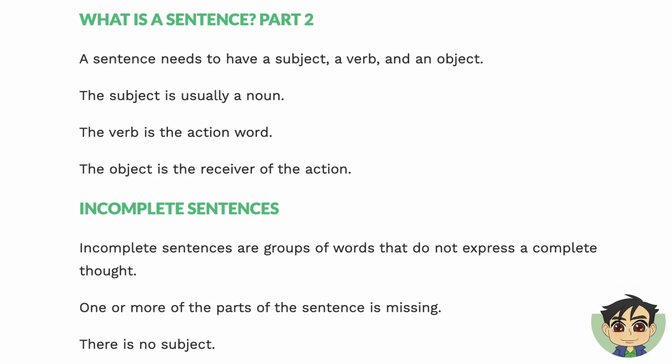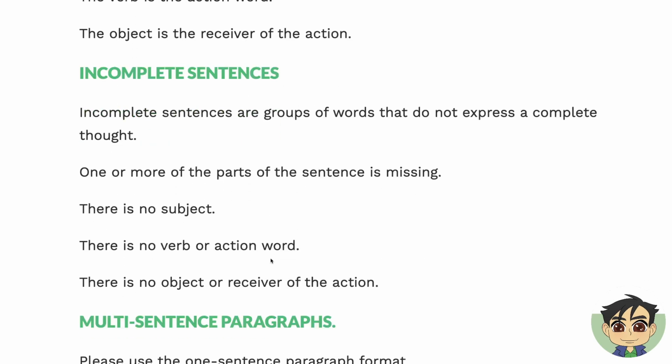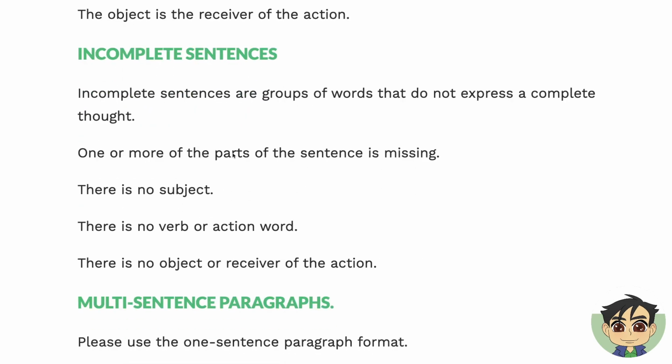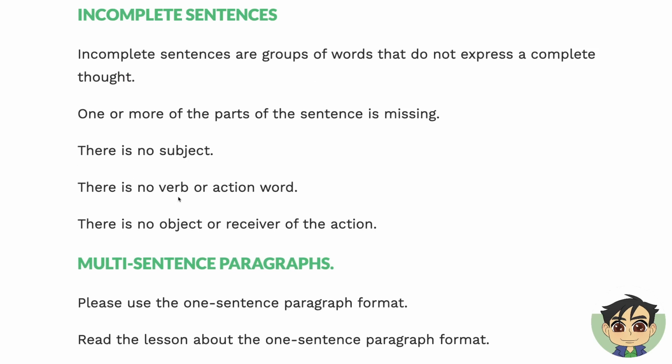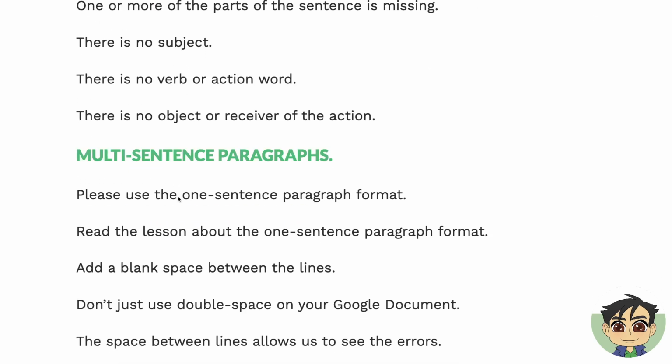So, just a quick recap: a sentence needs to have a subject, a verb, and an object. A subject is usually a noun, the verb is the action word, the object is the receiver of the action. Now, incomplete sentences are groups of words that do not express a complete thought. One or more of the parts of the sentence is missing. There's usually no subject, or there's no verb or action word. There is no object or receiver of the action.